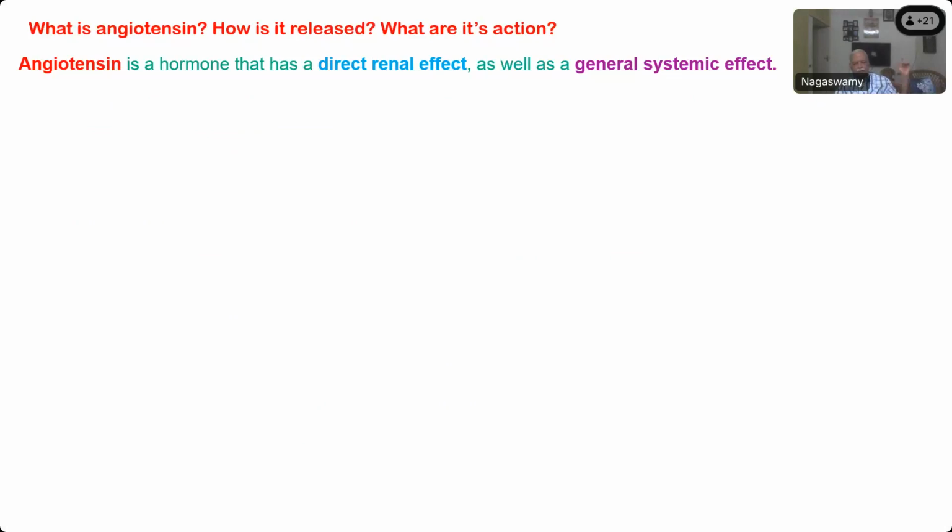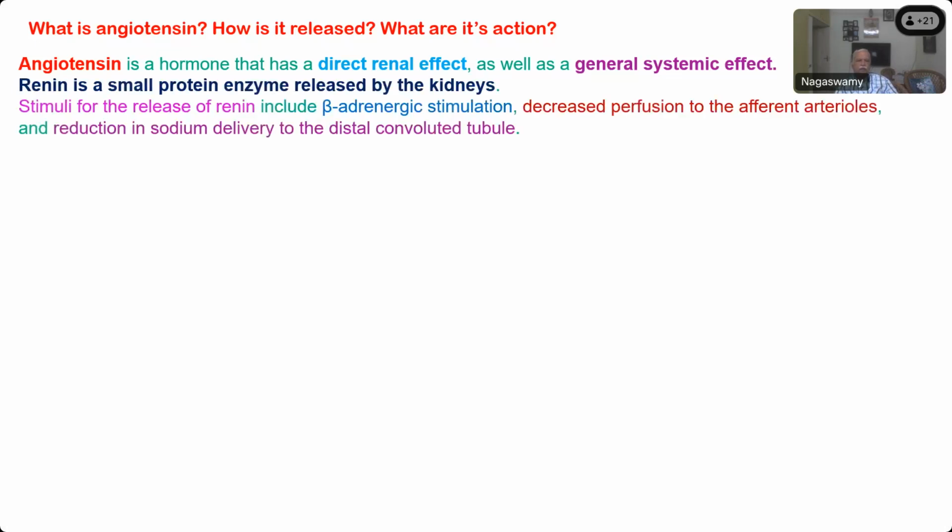So renin has to first convert the angiotensinogen in the liver to angiotensin 1. Angiotensin 1 has to go to the lung to become angiotensin 2, and that will be the main acting angiotensin hormone. So renin is a small protein enzyme released by the kidneys. Stimuli for the release of renin include beta adrenergic stimulation, decreased perfusion of the afferent arterioles, and reduction in sodium delivery to the distal convoluted tubule. All these things will stimulate the production of renin from the endothelium of the afferent arterioles.